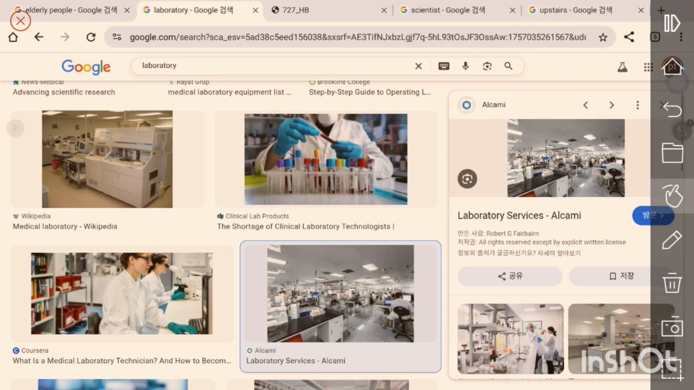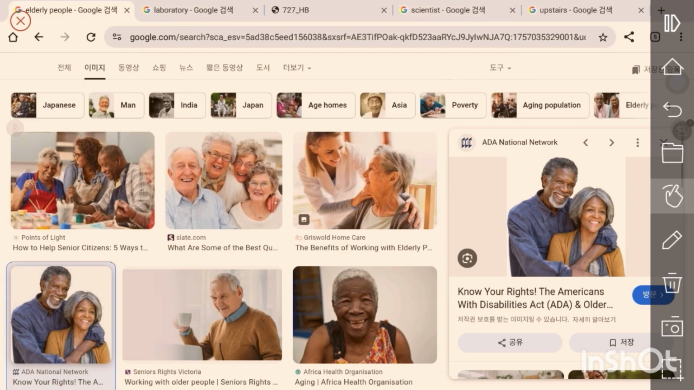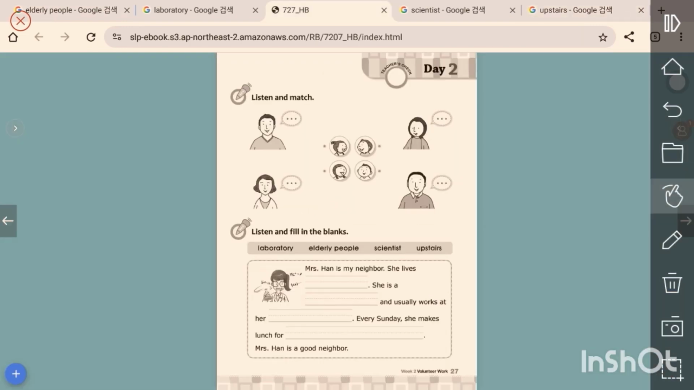Okay. Penny, what is this? Laboratory. Everybody, laboratory. Good job. Okay, Brock, it's your turn. Are you ready? Yeah. What is this, Brock? It is scientists. Good job, Brock. Everybody, scientists. Okay, Kelly, what is this? Elderly people. Good job, Kelly. Everybody, elderly people. And John, what is this? Upstairs. Good job.